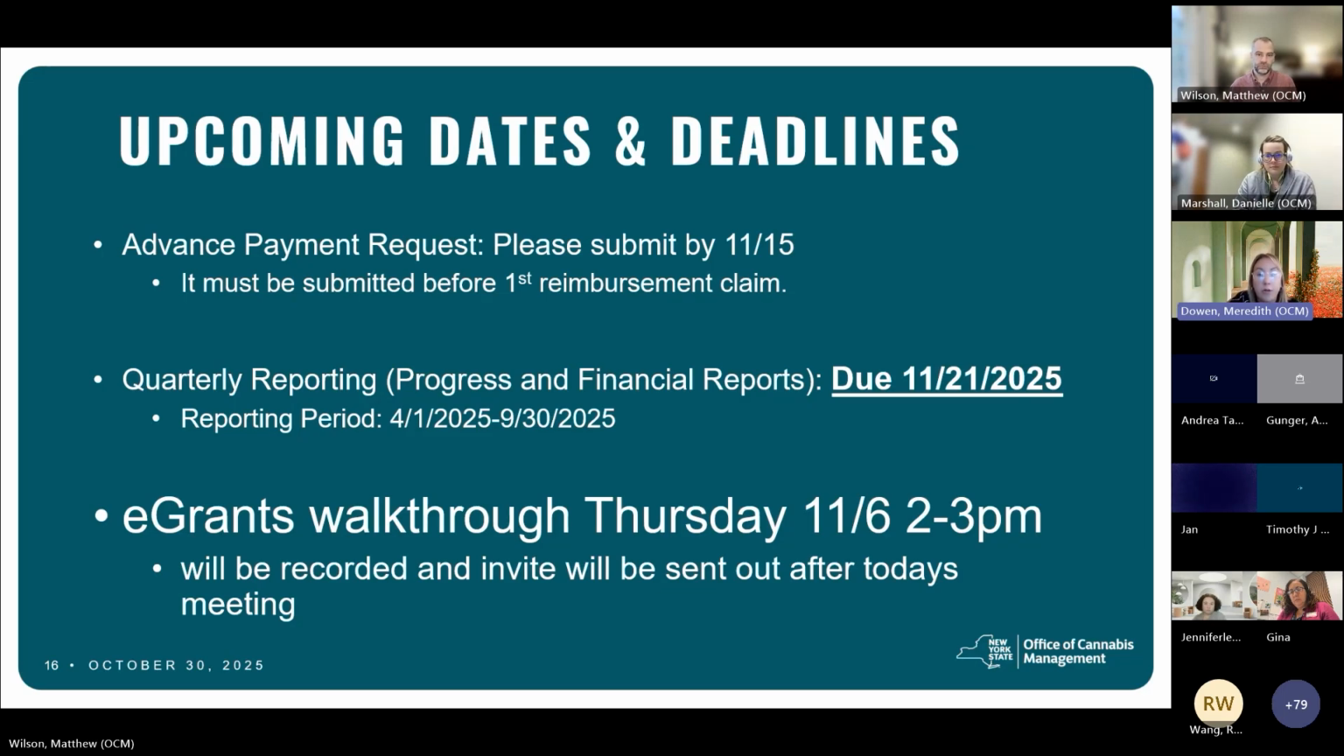Again, to reiterate, the quarterly reporting is due 11/21. That's the progress and financial reports with the reporting period of April 1st through September 30th. And then just to clarify again, as Matt stated, those eligible expenses can go back to April 1st of this year with the supporting documentation and those narratives to justify the cost and loop it back to how those costs supported the program. And thirdly, the eGrants walkthrough next Thursday, 11/6 from 2 to 3 p.m. We do intend to record it, and we'll have an invitation to that meeting sent out after today's meeting.